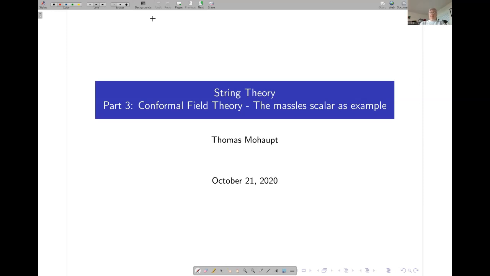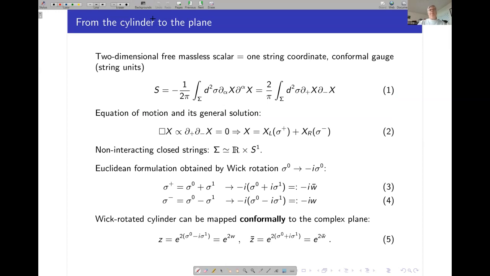And of course, a massless scalar with an action as given here in formula number 1 is the same as one string coordinate, if it is understood that we are in the conformal gauge. So in a sense, we are doing string theory with a one-dimensional target space. And getting rid of the Lorentz index gives us some simplification, and we can focus on what conformal symmetry does for us.